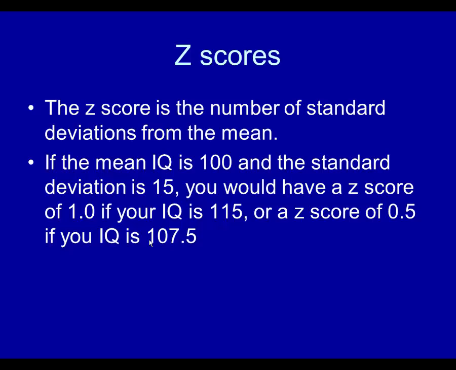And here is another way of saying the same thing I just said. If you have an IQ of 100, the standard deviation is 15, you'd have a z-score of 1. If your z-score is 0.5, it would be the situation if you had an IQ of 107.5. That's halfway between 1 standard deviation and 0 standard deviations.